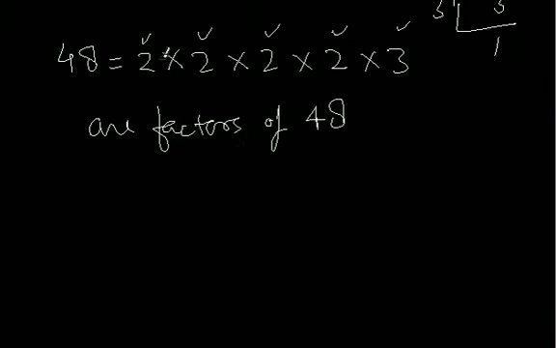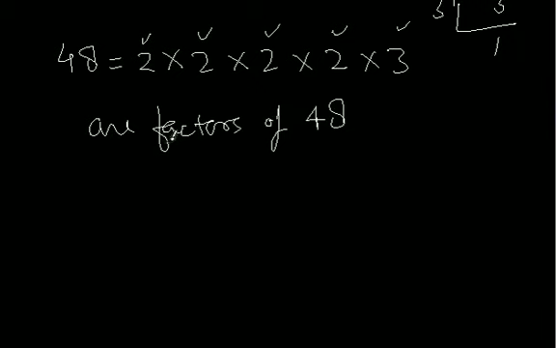So basically, 2 is a factor of 48, right? Similarly, 3 is a factor of 48. And if you multiply 2 into 2, that is 4. 4 is also a factor of 48. So never forget the definition of factors. This is how we calculate the factors.